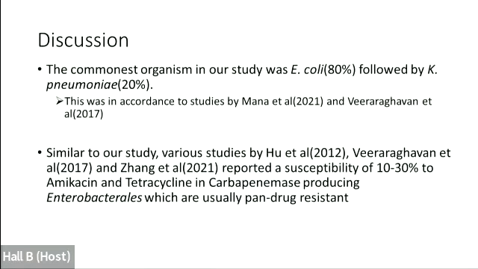So coming to the discussion, the most common organism that we had was E. coli, which was 80% of the isolates, followed by Klebsiella pneumoniae, which is in accordance with studies by Mana et al. and Veeraraghavan et al. Similar to our study, various studies have also reported that carbapenem-resistant isolates, which are usually resistant to most of the drugs, had some susceptibility of 10 to 30% to amikacin and tetracycline. But whether these are effective in the patients is not known.